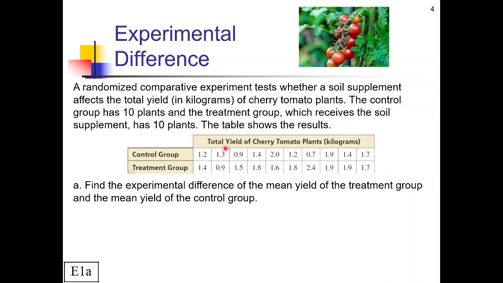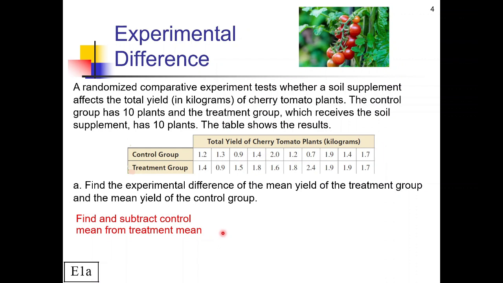So we have our 10 cherry tomato plant control group subjects and 10 for the treatment group as well. Now there's a lot of ways you can slice and dice this data to see if this supplement is making any difference. One thing we can do, a very simple thing, is find what is called the experimental difference. Basically we're going to figure out the mean of the treatment group, the mean of the control group, and then subtract the control group's mean from the treatment mean. So we're going to figure out how much of a difference on average this made.